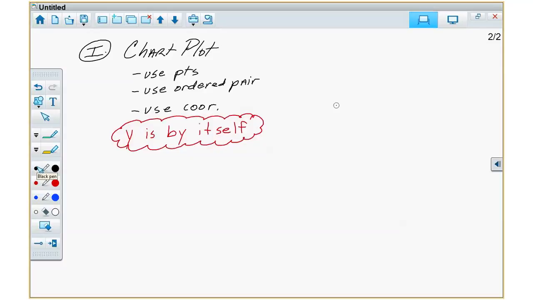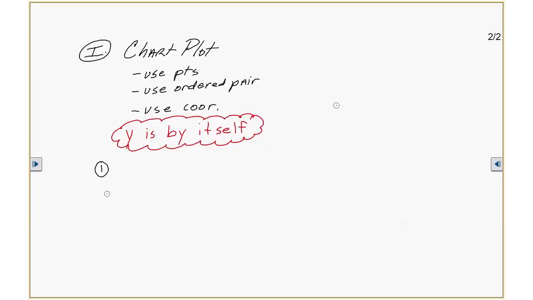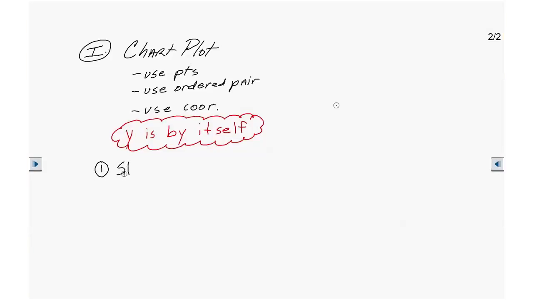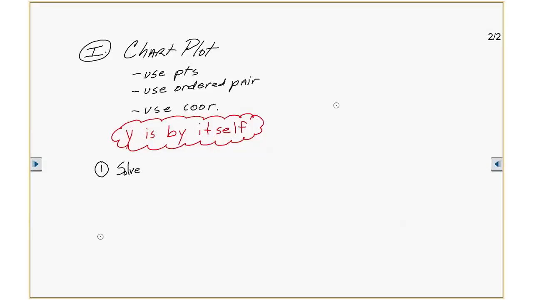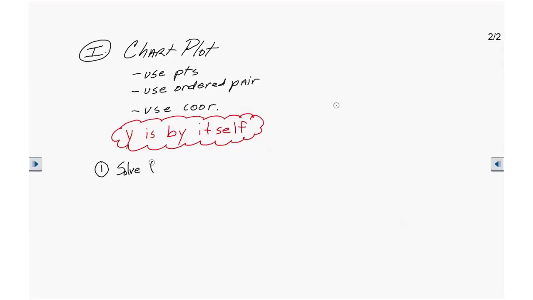All right, what do you do first? Well, the first thing you do is you solve for y. Make sure that if the directions say use points, use ordered pairs, or use coordinates, and they may not give you y by itself, but the directions tell you to use that, then you have to solve for y first.